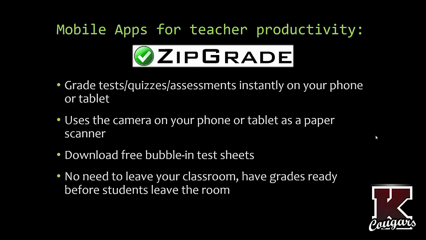You can download from ZipGrade.com the free test bubble-in sheets of different sizes, anywhere from 20 up to 100 questions. And you don't need to leave your classroom in order to grade your papers. You can do any sort of matching or multiple choice test or quiz, even a short little 20 question quiz. You can have those grades ready before the kids even leave the classroom. As soon as they give you their paper, you can grade them, or you can collect all the papers and then get your phone or tablet out and quickly grade them all right then while they're working on something else.